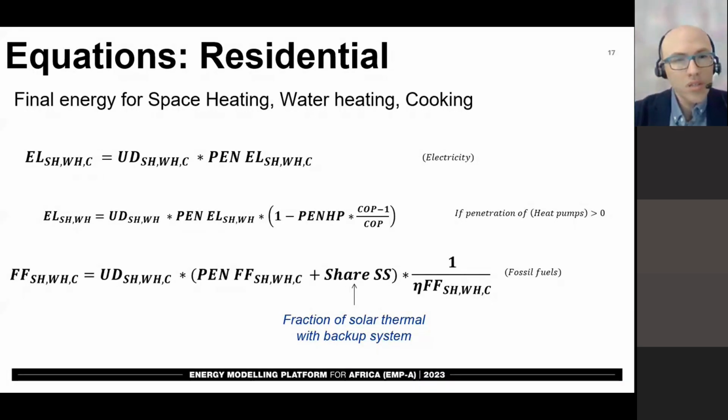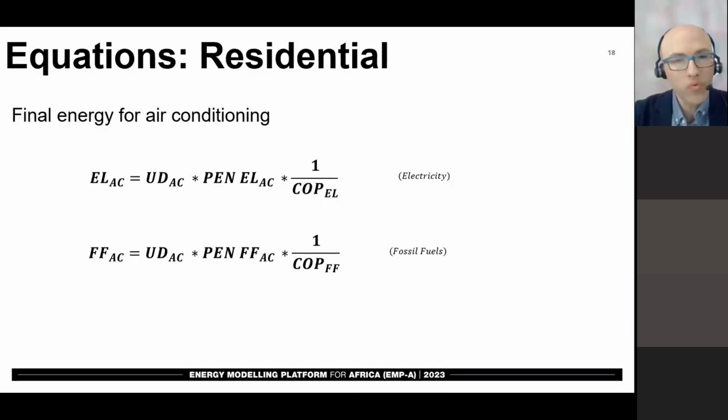For the air conditioning, as I mentioned before, the two forms of energy that are used for air conditioning are electricity and fossil fuels, and we will always use the same generic equation. The final energy consumption will be the useful demand multiplied by the penetration, divided here by the efficiency. The efficiency will be, for air conditioning, the coefficient of performance of the air conditioning systems. This is the same for the electricity and for fossil fuels.